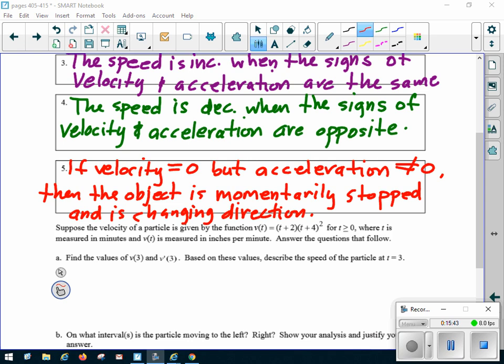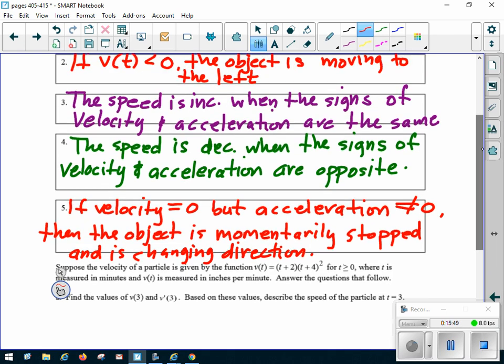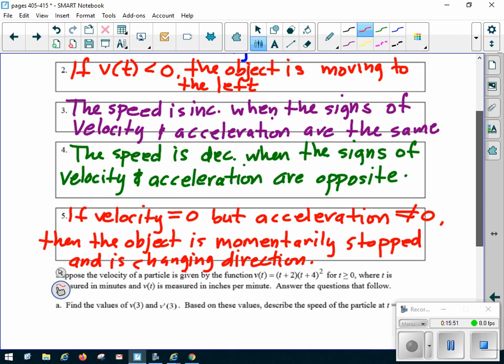You're going to forget what I just told you. So help me, you're going to forget it. Because I will be asking you, given certain parameters, is the speed of the particle increasing or decreasing? And all you're going to look at is the velocity, or all you're going to look at is the acceleration. You have to look at both of them.